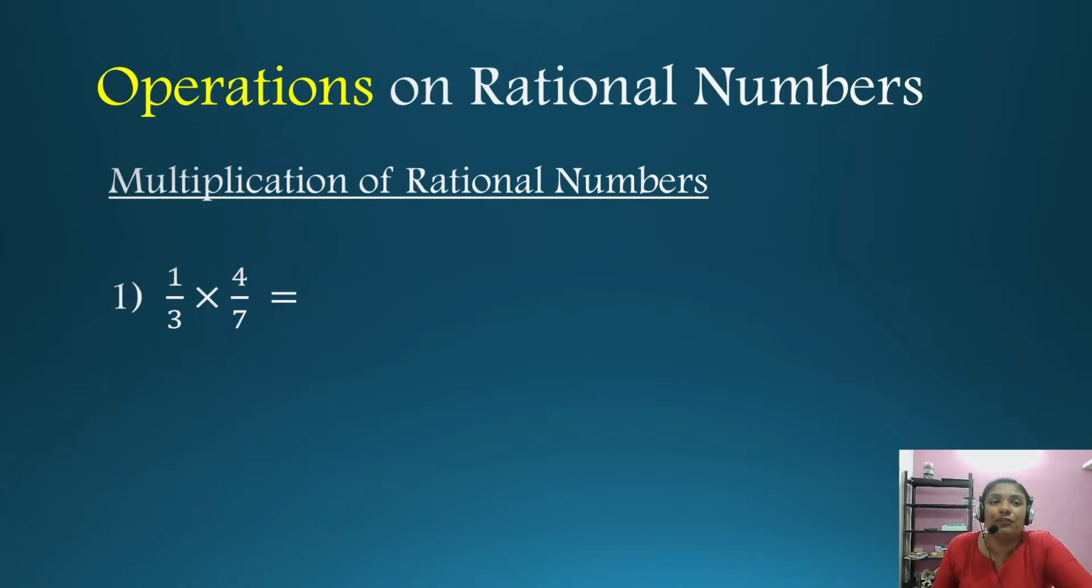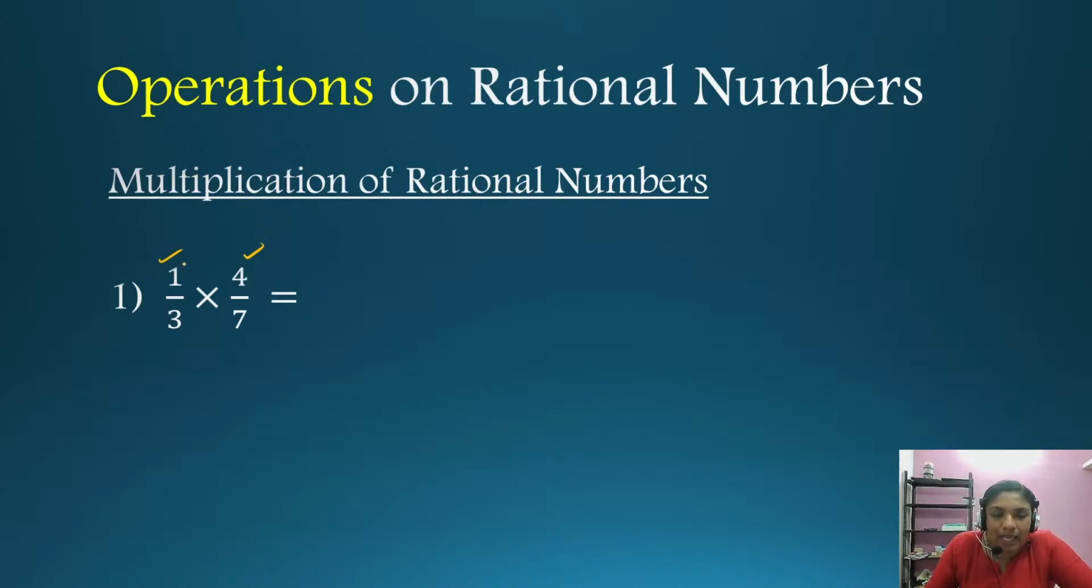Now comes the third fundamental operation, multiplication. So how will you do this? Here we have to multiply two rational numbers, 1 by 3 and 4 by 7. Here there is no need for any cross multiplication. You can use direct multiplication.